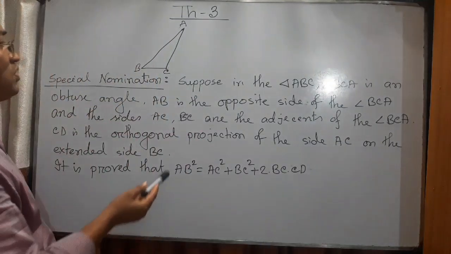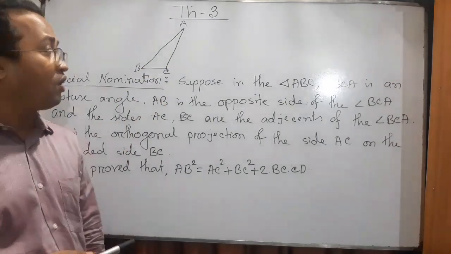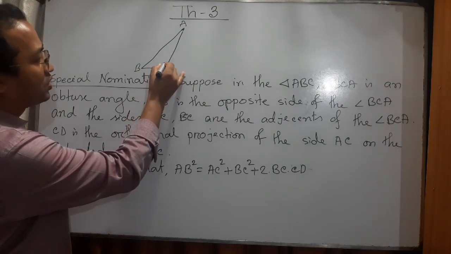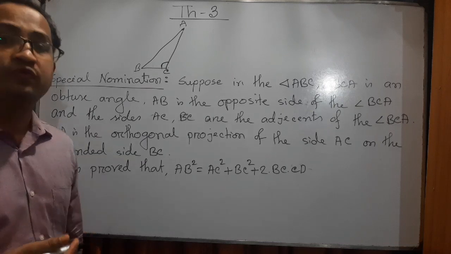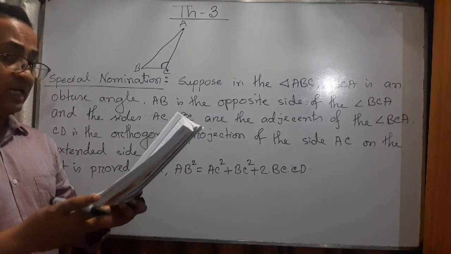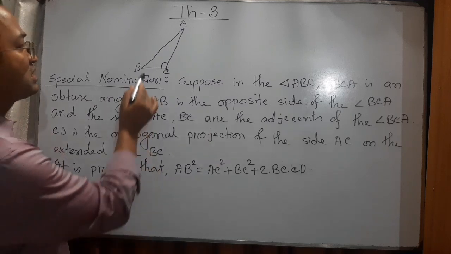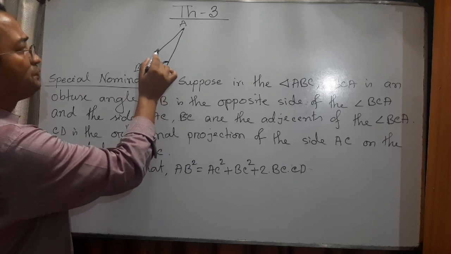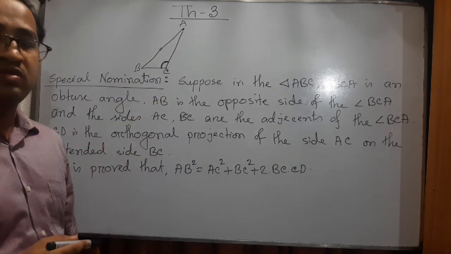I draw here an obtuse angle triangle ABC. Definitely it is an obtuse angle triangle, and look, C is the obtuse angle. Now what should you prove? Look, the area of the square drawn on the opposite side of the obtuse angle. The opposite side of the obtuse angle is AB. If C is an obtuse angle, AB will be the opposite side of the obtuse angle.